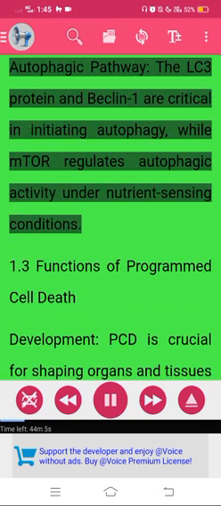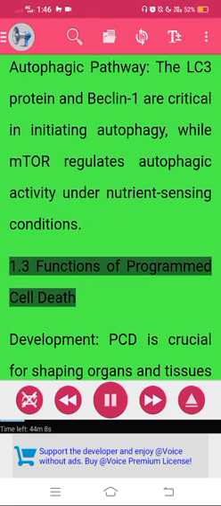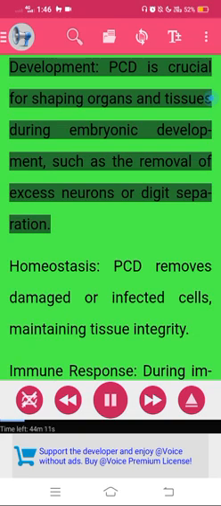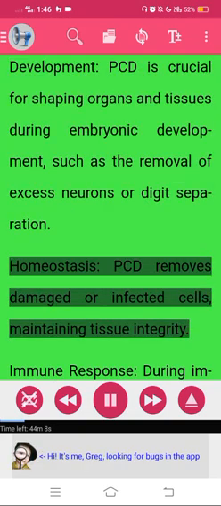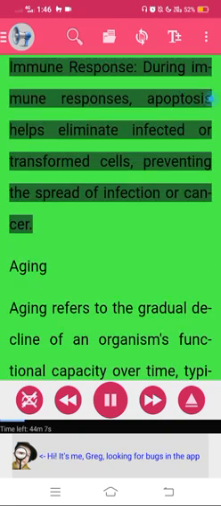Autophagic pathway. The LC3 protein and BECLIN-1 are critical in initiating autophagy, while mTOR regulates autophagic activity under nutrient-sensing conditions. 1.3 Functions of programmed cell death. Development. PCD is crucial for shaping organs and tissues during embryonic development, such as the removal of excess neurons or digit separation. Homeostasis. PCD removes damaged or infected cells, maintaining tissue integrity.